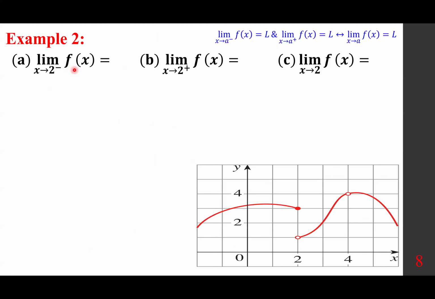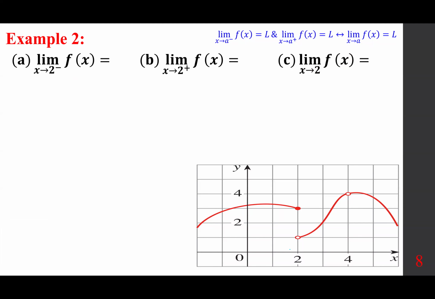Here's example 2. We really want to find the limit of f of x as x approaches 2. Because we want that, we're going to look at one-sided limits. Limit of f of x as x approaches 2 from the left, limit of f of x as x approaches 2 from the right. And you recall, if the limits of f of x as x approaches a from the left and right are the same, the limit of f of x as x approaches a exists and is equal to L. So we are interested in that. We're going to look at it from the point of view of one-sided limits.